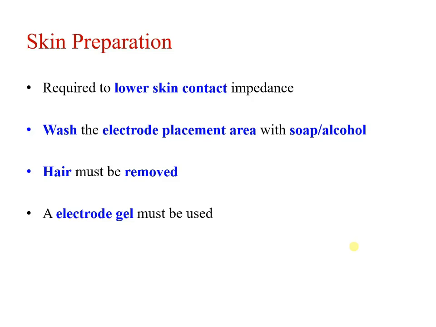Then the next step is the skin preparation. Before placing the electrodes on the body surface, you need to prepare the skin to lower the skin contact impedance. So how can you do that? You must wash the electrode placement area with soap or alcohol. Then if there is body hair, it must be removed with a razor or a trimmer. Then between your skin and the electrode, an electrode gel must be used to reduce the resistance.